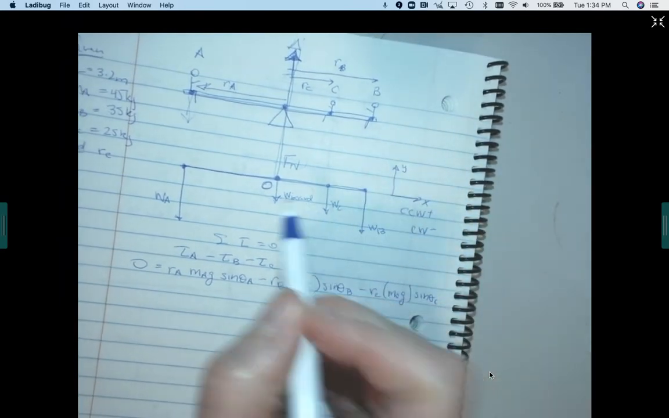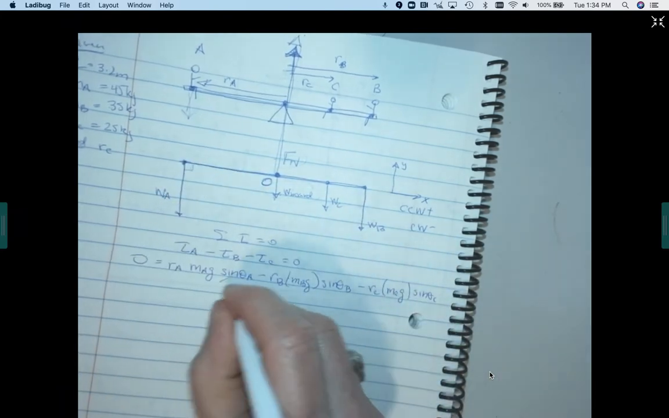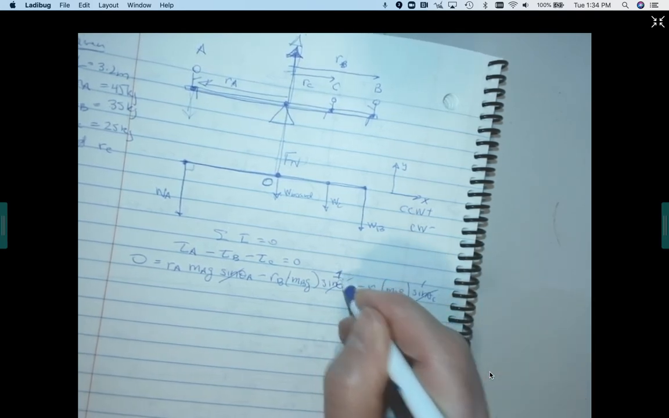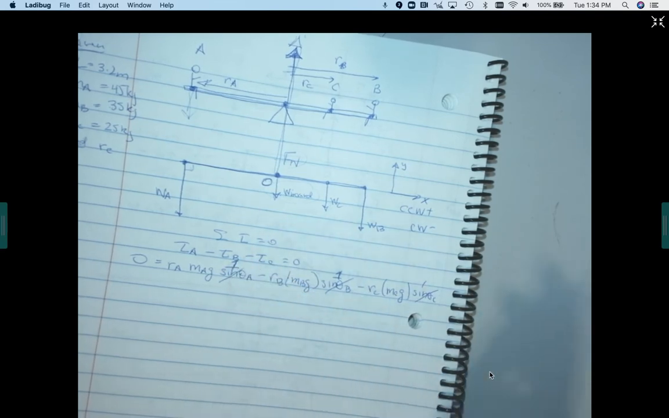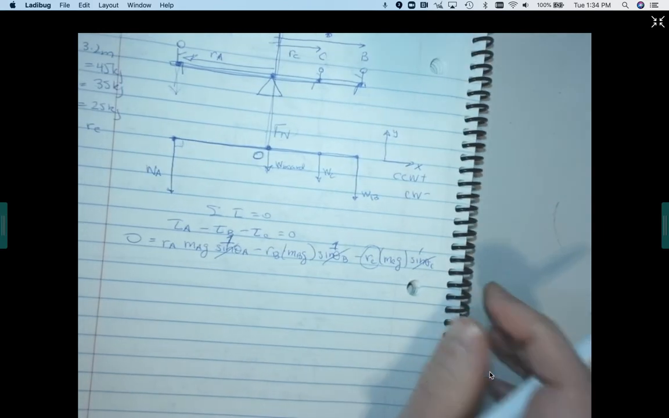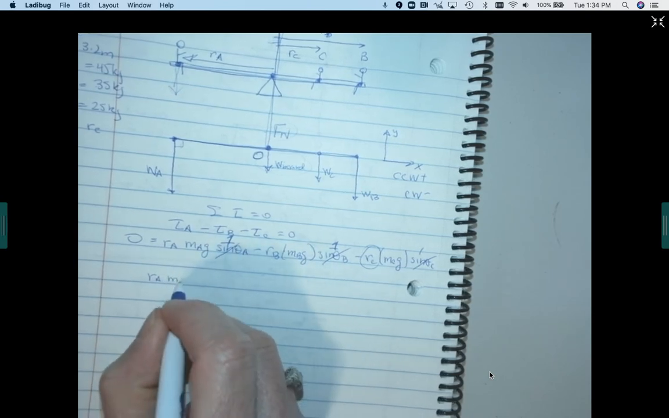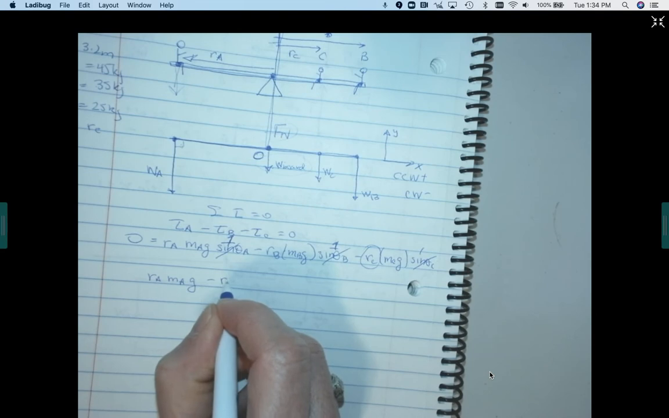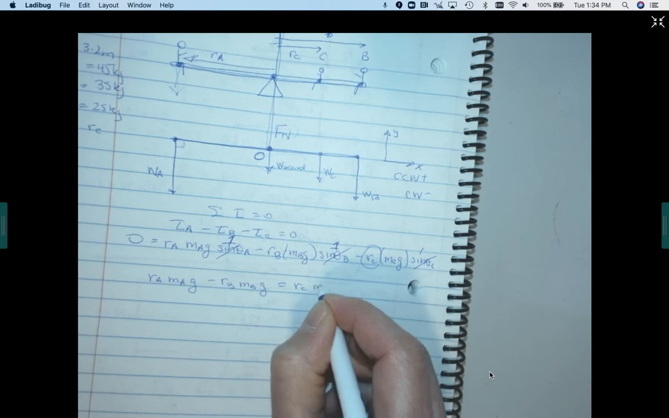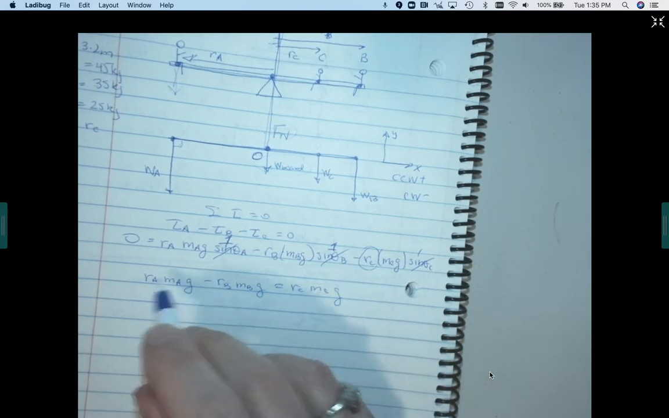Okay, so for all these cases, if I look at the radius vector and the force, they're always perpendicular. So all of these, like we just did, all of those sines go to 1. And remember, this is what we're trying to solve for, RC. So let's move that onto the other side. So we have RA, and we cancel out the G's, MAG minus RB BG is going to be equal to RC CG.